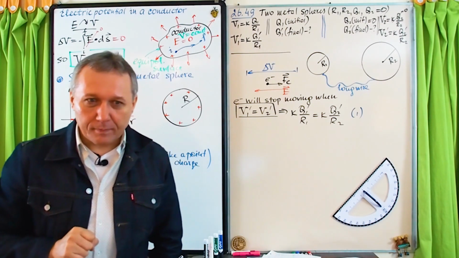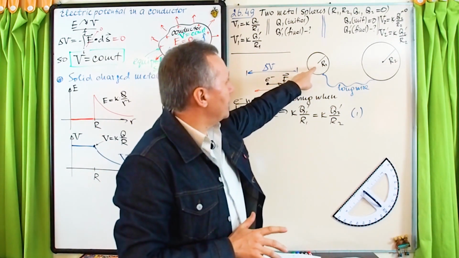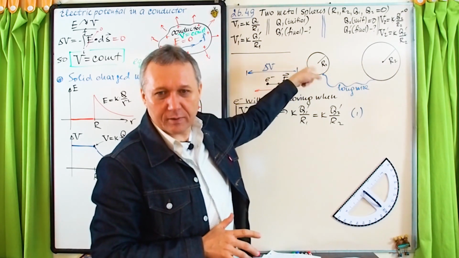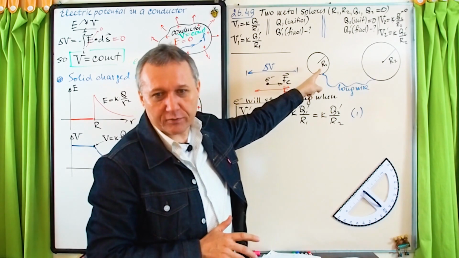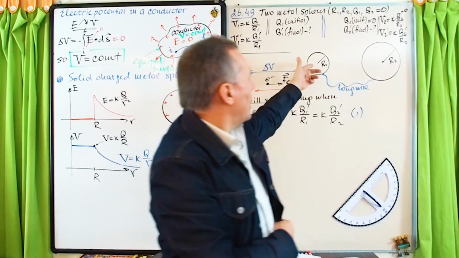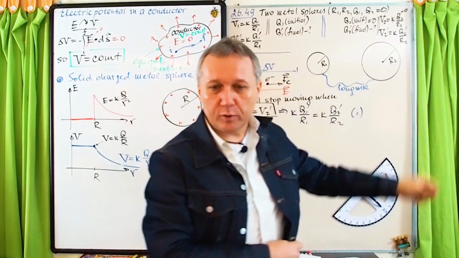Look, let's just use some numbers. Let's assume that we have here 50 electrons. That's the extra amount of charge, the excess amount of charge, 50 electrons. So when we connect these two spheres, let's say, for example, 10 electrons will move to that sphere.